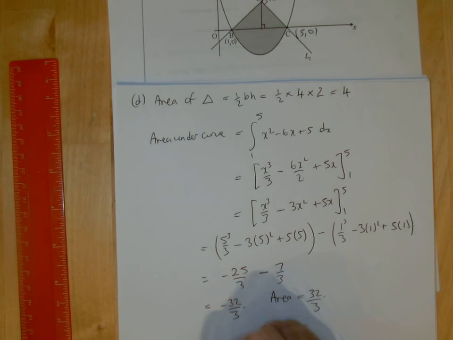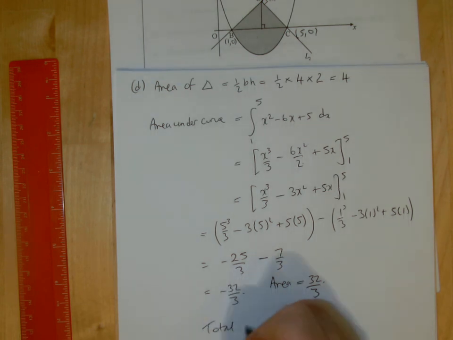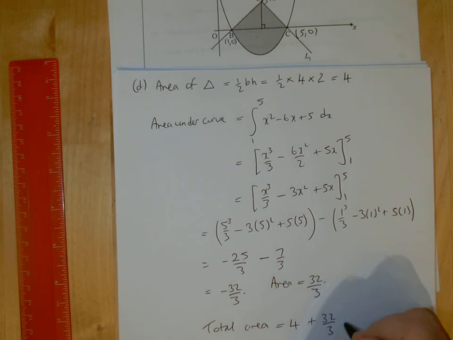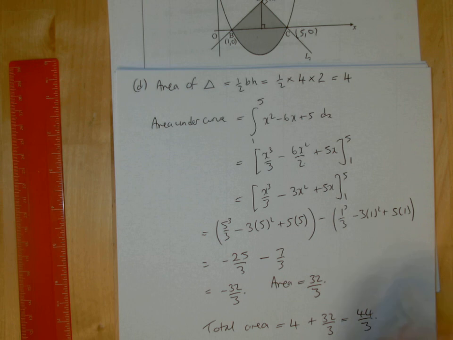So to get the final answer, the total area will be the triangle, which is 4, plus 32 over 3. I'll just check that on my calculator. Comes out to be 44 over 3.